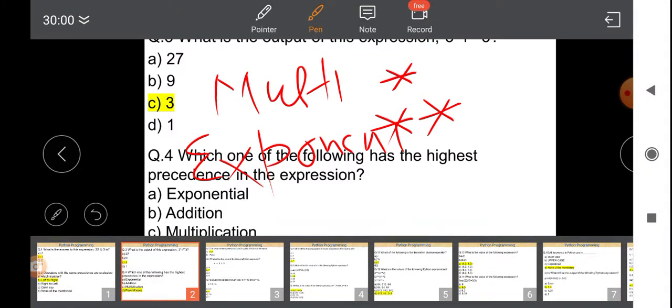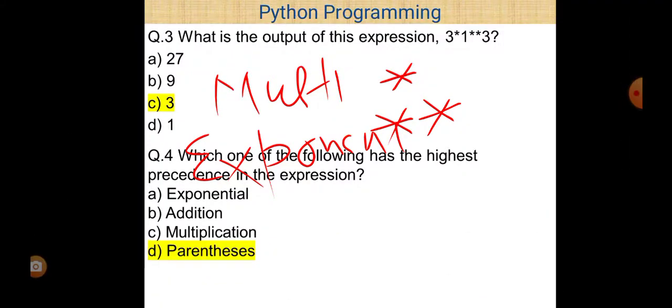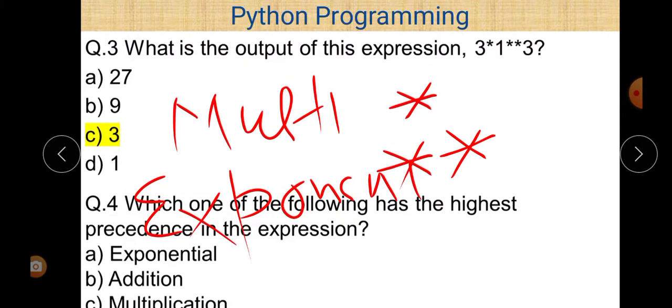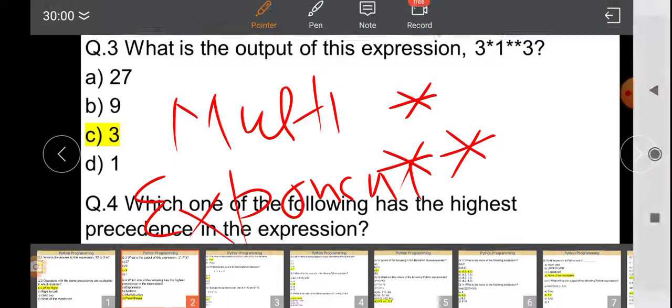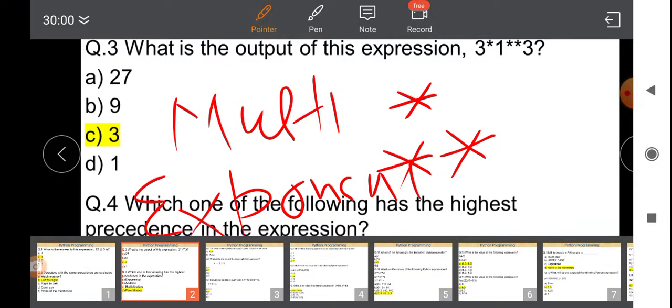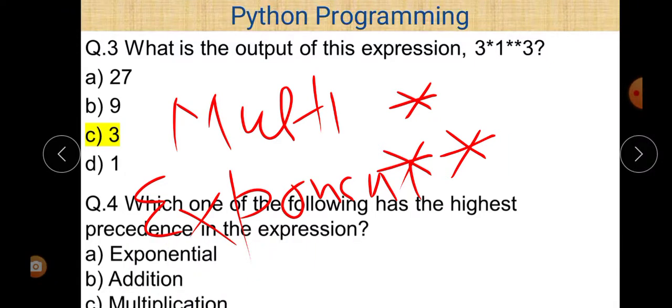Now I think it is clear to all of you. Okay, let us take the slides much larger. So our question is 3 star 1 double star 3. Okay, so as you know, in this case, first of all, double star has higher precedence as compared to star. It means the exponent operator always has higher precedence as compared to star. So first of all, exponent will be evaluated. After that, star, or multiplication, will be evaluated.